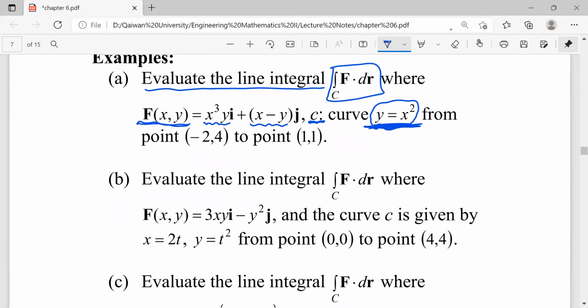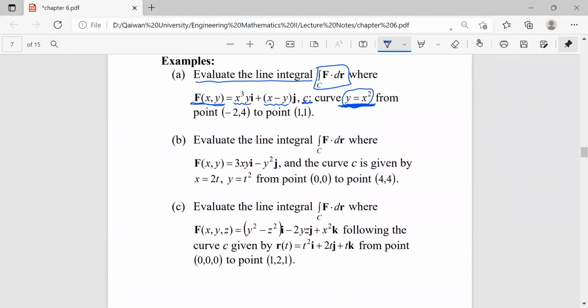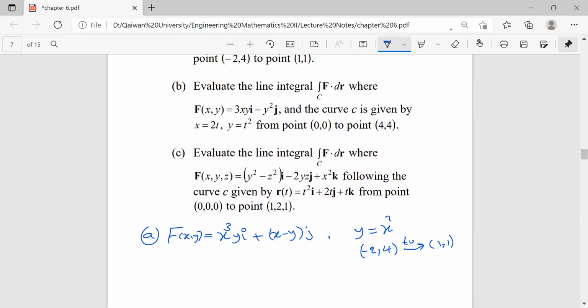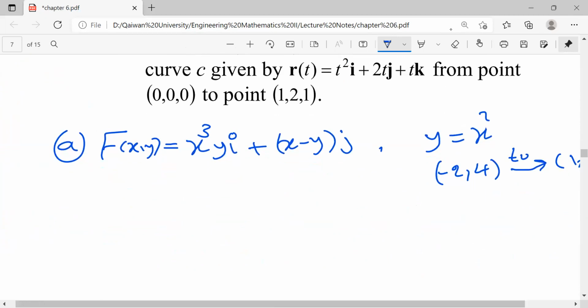Let's first write down the information for this example. We have given F of xy equals x cubed y i plus x minus y j, y equals x squared, and x goes from -2 to 1. It goes from the point (-2, 4) to (1, 1). Okay, from this to that.